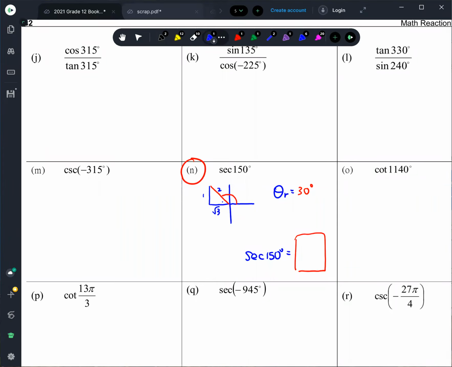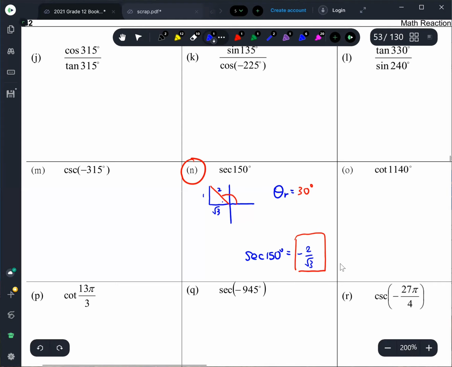Evan, do you have questions? No, okay. So what's your answer, Evan? -2/√3. Because secant is which side over which side? Hypotenuse over adjacent. Very good. Second quadrant, secant should be negative. Is there anyone who got it different and doesn't know why it's -2 over root 3?